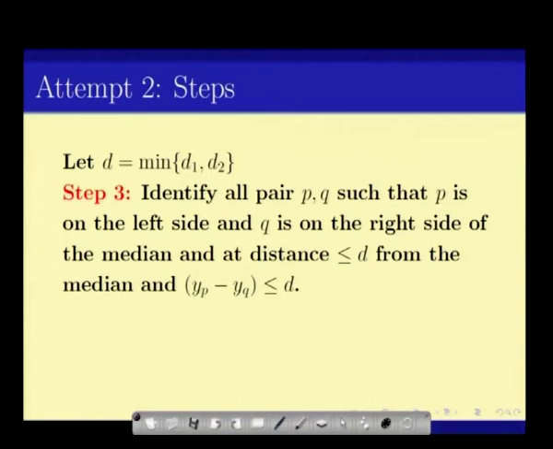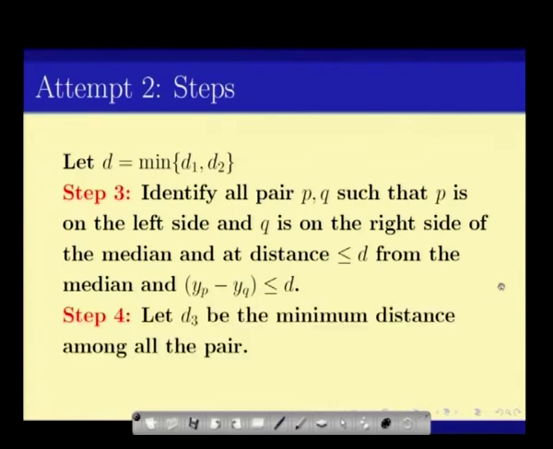Identify all the pairs p q such that p is on the left side of the line and q is on the right side of the line, the distance from the median is less than d in both cases, and the y coordinates differ by less than d. So, this is what we say is less than 6n pairs, and after that we find the minimum distance among all such pairs, and then we output the minimum of d 1, d 2 and d 3.